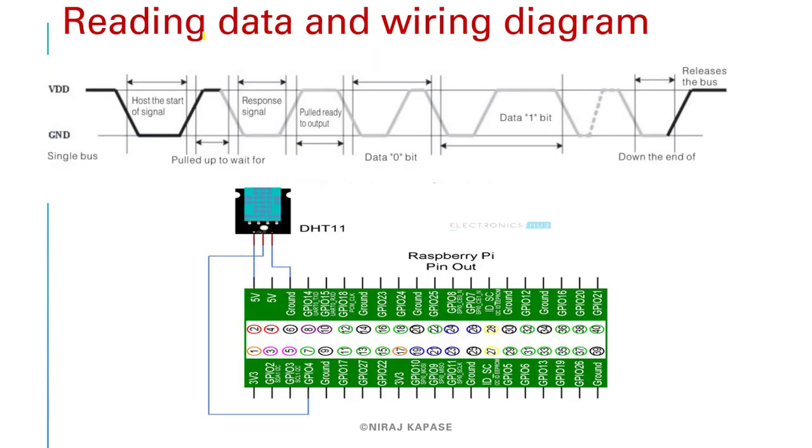Here are the timing diagram, reading data and wiring diagram. We have connected the data pin to GPIO 4, VCC is connected to plus 5 of the Raspberry Pi, and the ground is connected to the ground line of the Raspberry Pi. Here we have VDD and the ground signal. The first thing is that the host sends a start signal, then pulls up and waits, and then the DHT11 sends its response signal, pulls the output signal, and then the data will be written. This is data bit 1 to 8: you will get 8 bits of data for each segment.